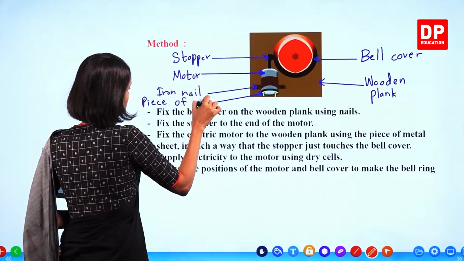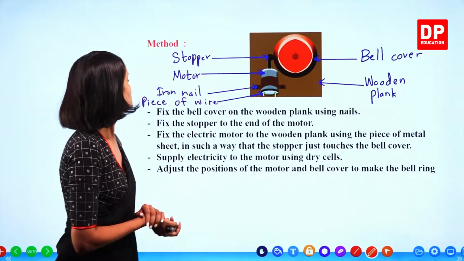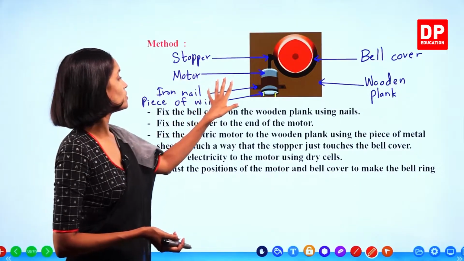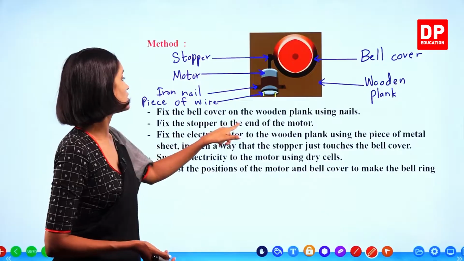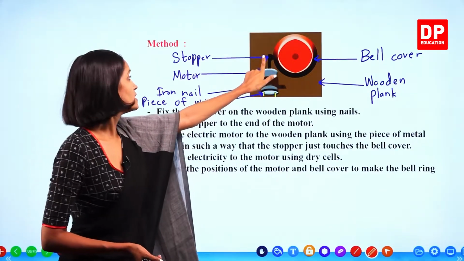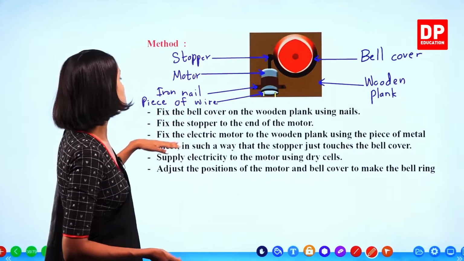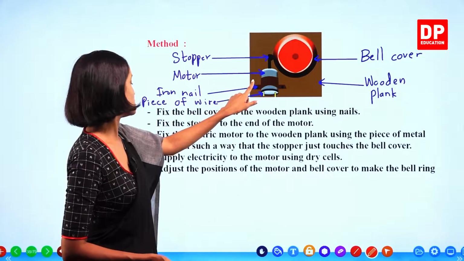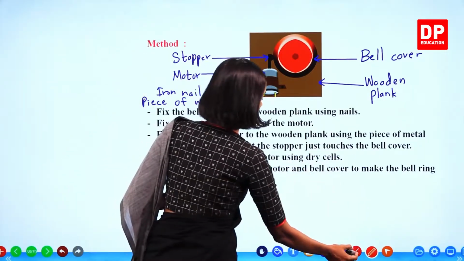Piece of wire. Right, children? So fix the bell cover on the wooden plank using nails and fix the stopper to the end of the motor. So the part of the stopper should touch the bell cover, right? Fix the electric motor to the wooden plank using the piece of metal sheet. Now this is the metal sheet.